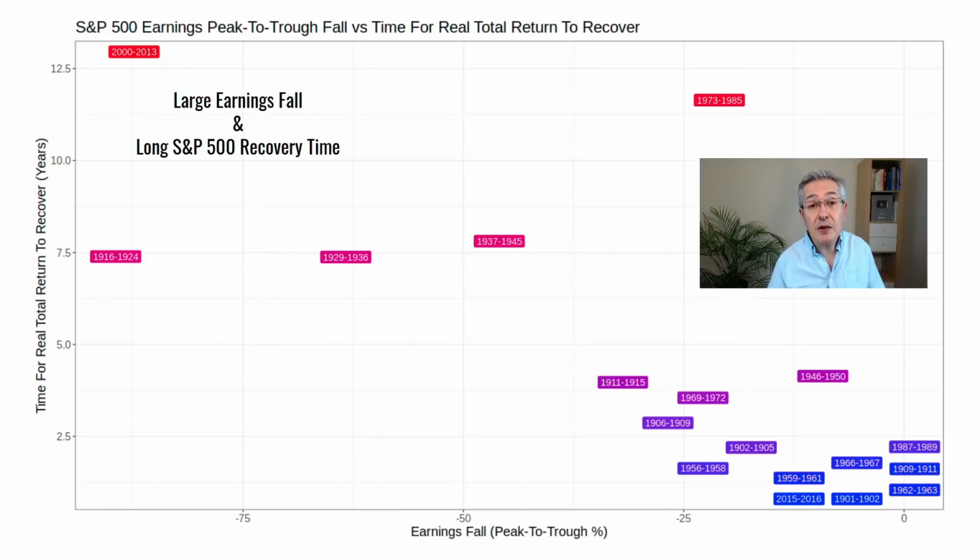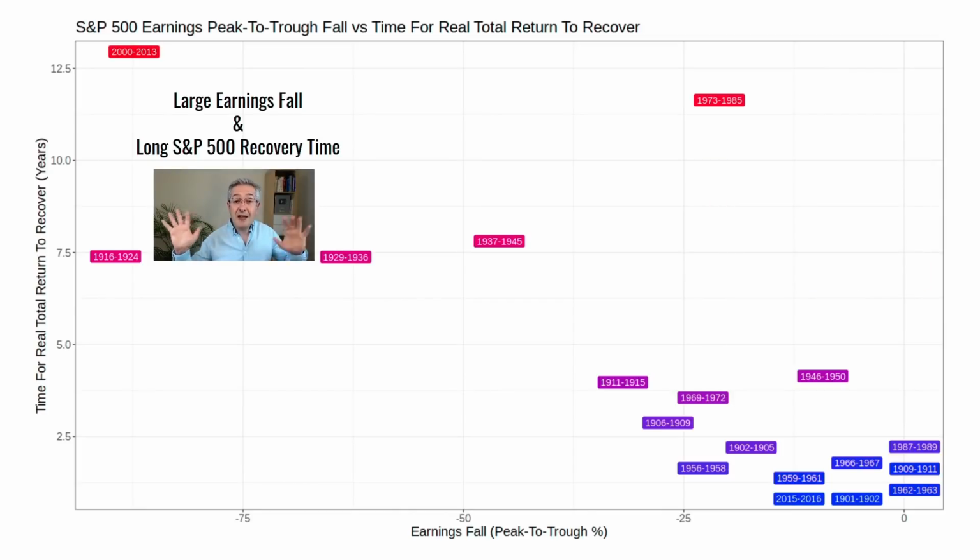And now if we look at the peak to trough fall in the earnings, which we just saw on the previous graph, and plot that versus the recovery time during these drawdowns, you can see there's a pretty strong relationship between the two. So small drawdowns in earnings are on the right-hand side of the graph, large falls in earnings are on the left, and the recovery times are shown on the y-axis.